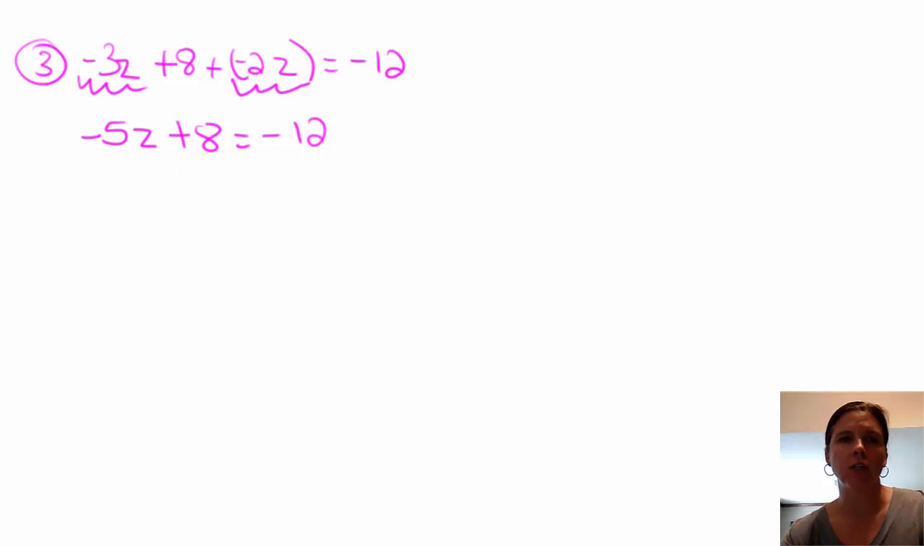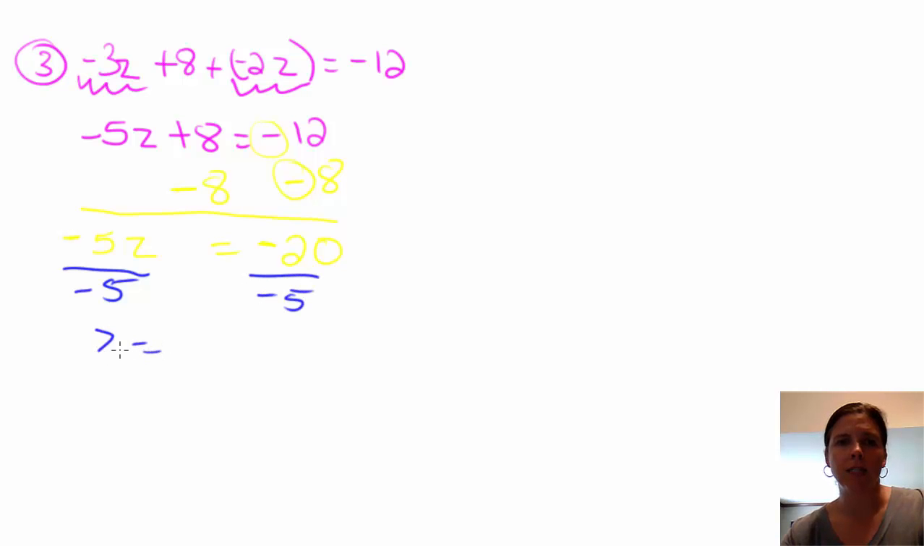Then we're going to get rid of this 8, so we subtract 8. So we have negative 5z equals negative 12 minus 8, or plus a negative 8. You're really adding those, but you're keeping that negative. So negative 20. We have negative 5z equals negative 20, dividing by negative 5, z equals positive 4, because a negative divided by a negative is a positive.